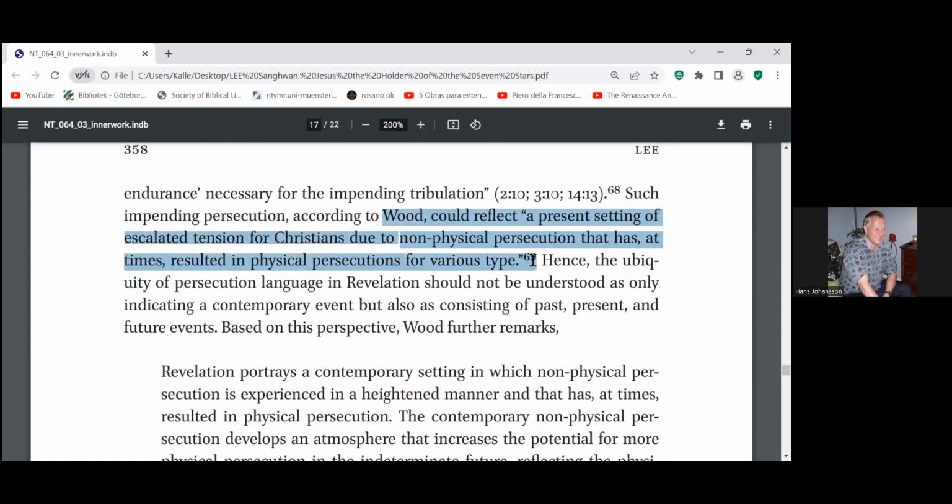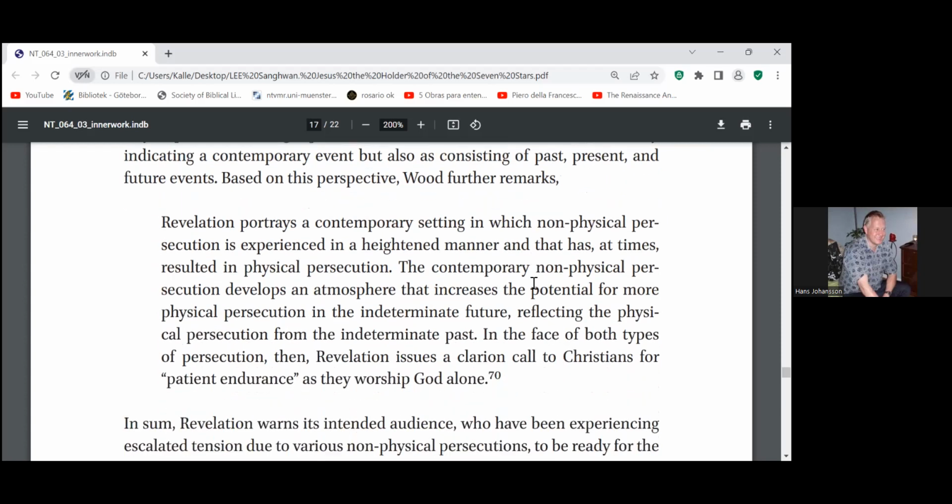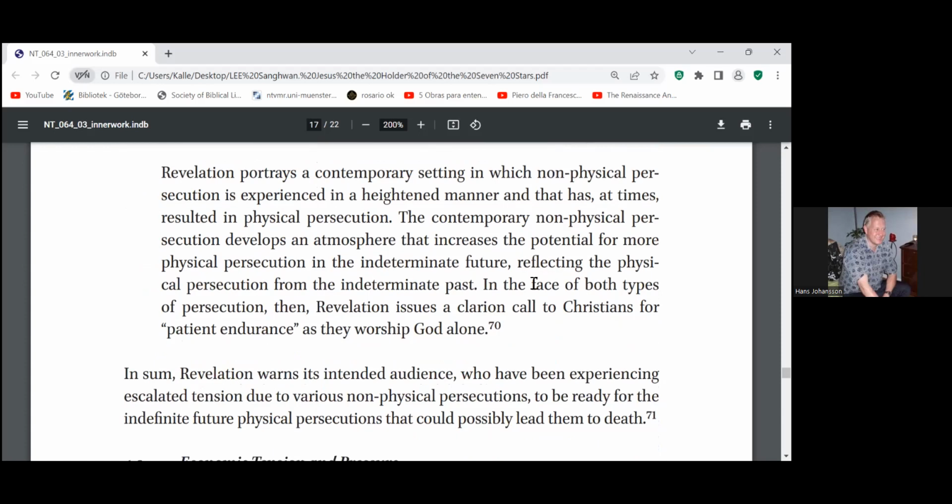Such impending persecution, according to Wood, could reflect a present setting of escalated tension for Christians due to non-physical persecution that has at times resulted in physical persecutions of various types. We still need to go to the quote eight lines down. We can read: the contemporary non-physical persecution develops an atmosphere that increases the potential for more physical persecution in the indeterminate future, reflecting the physical persecution from the indeterminate past.